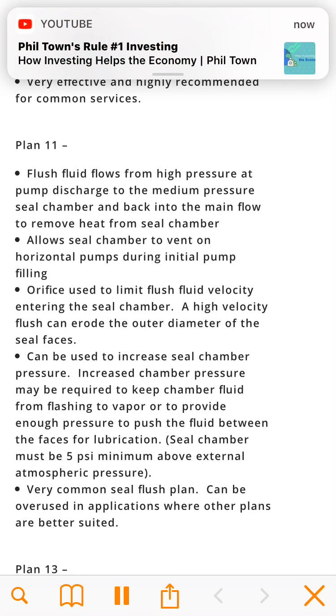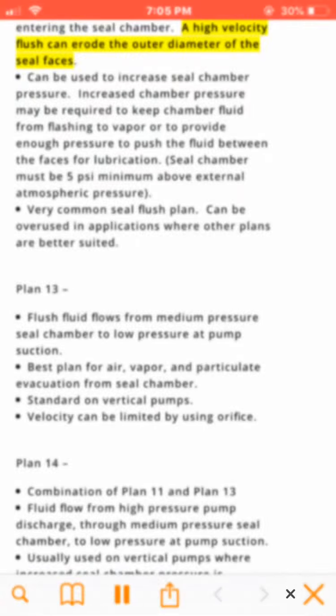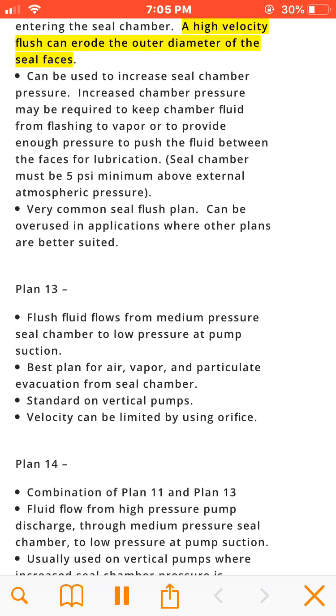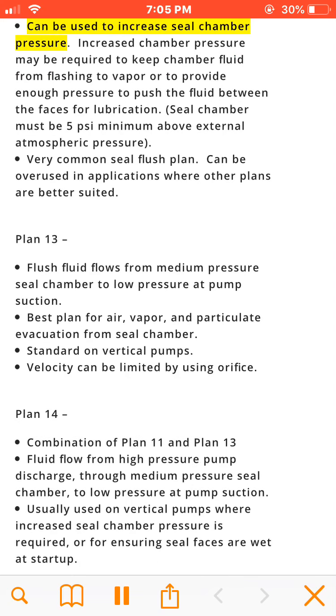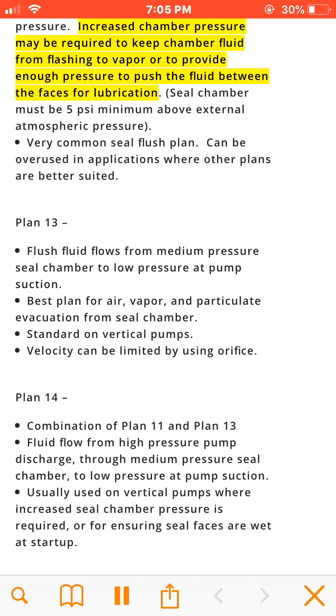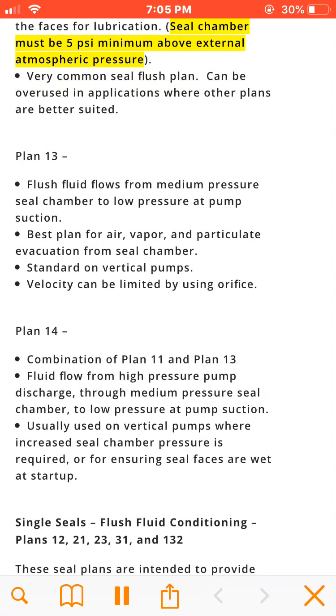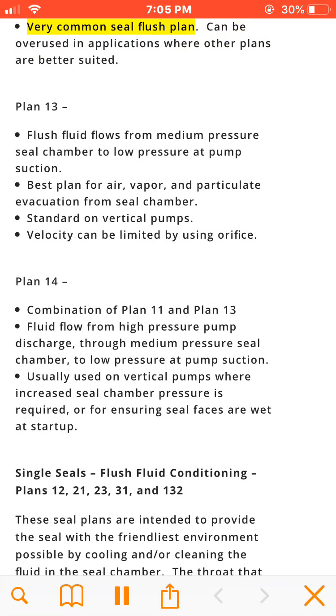A high velocity flush can erode the outer diameter of the seal faces. Can be used to increase seal chamber pressure. Increased chamber pressure may be required to keep chamber fluid from flashing to vapor or to provide enough pressure to push the fluid between the faces for lubrication. Seal chamber must be 5 psi minimum above external atmospheric pressure. Very common seal flush plan, can be overused in applications where other plans are better suited.